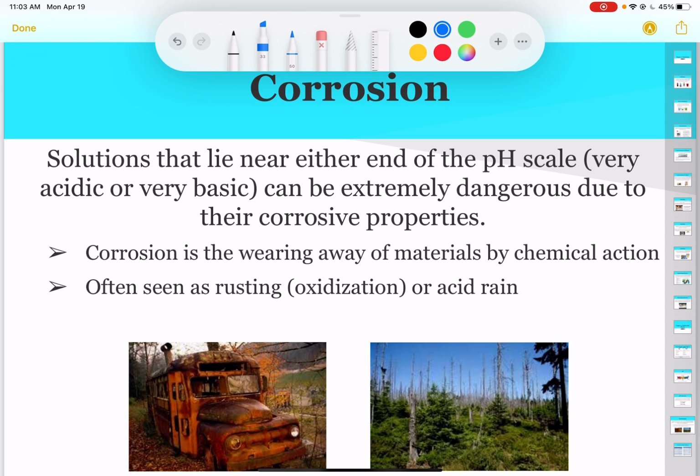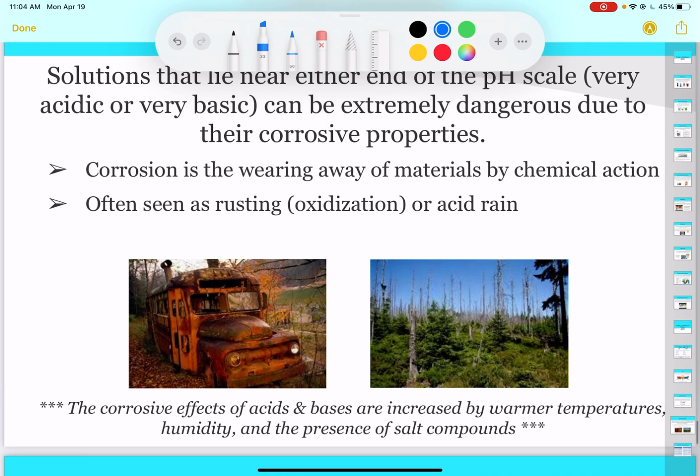Solutions that lie near either end of the pH scale, so very acidic or very basic, can be extremely dangerous due to their corrosive properties. Corrosion is the wearing away of material by a chemical action, and often seen as rusting, oxidization, or acid rain. So something that's a huge problem for metal is rusting, and things get rusted due to basically acids. That corrosive nature of an acid or a base.